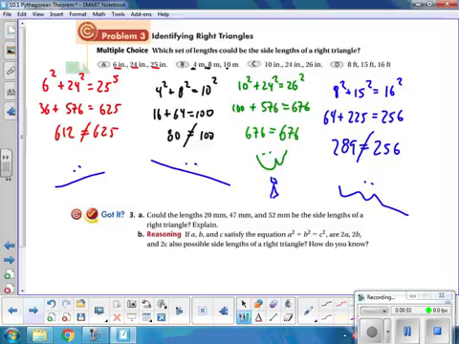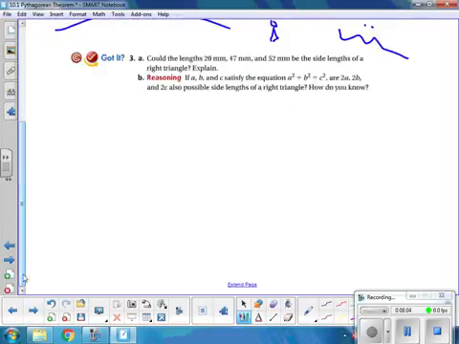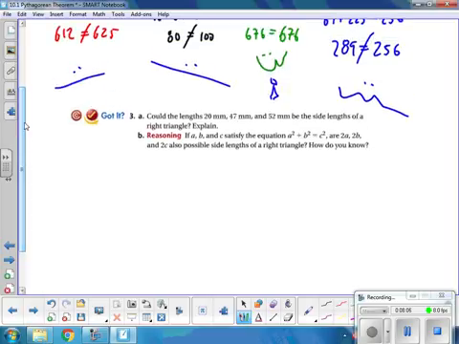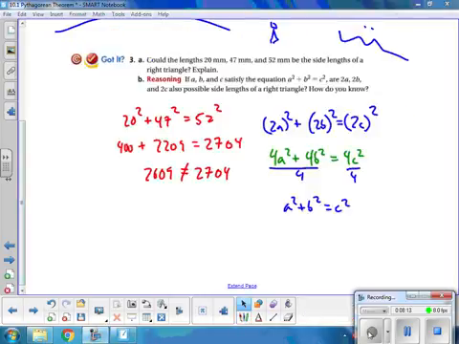All right, why don't you try it out? Utilizing that proof that we used, will you determine if 20, 47, and 52 make a right triangle? All right, what I did in red represents A, and what I did in blue and green over here represents the reasoning. I found in the reasoning part that it does make a right triangle. And for A, though, it does not. 2609 does not equal 2704. It does not happen.